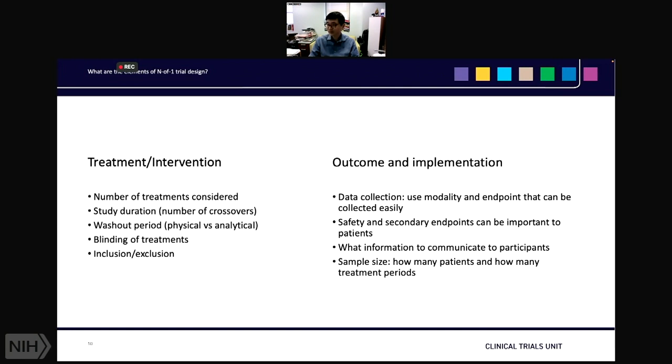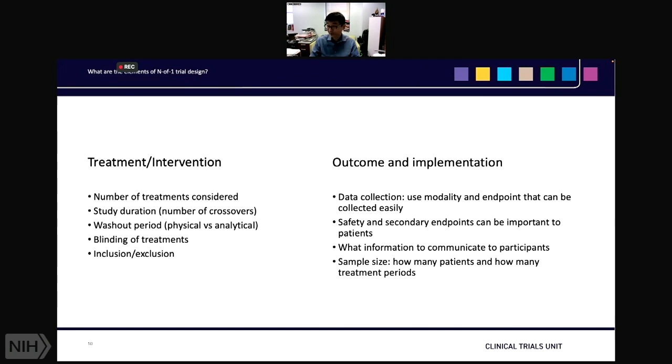At some time point, we may want to consider wearable devices such as ambulatory blood pressure, or using a mobile app to perform EMA, ecological momentary assessment. So these are a few consideration points when you think about how we want to collect outcomes in N-of-1 trials. Safety and secondary endpoints are important to patients.